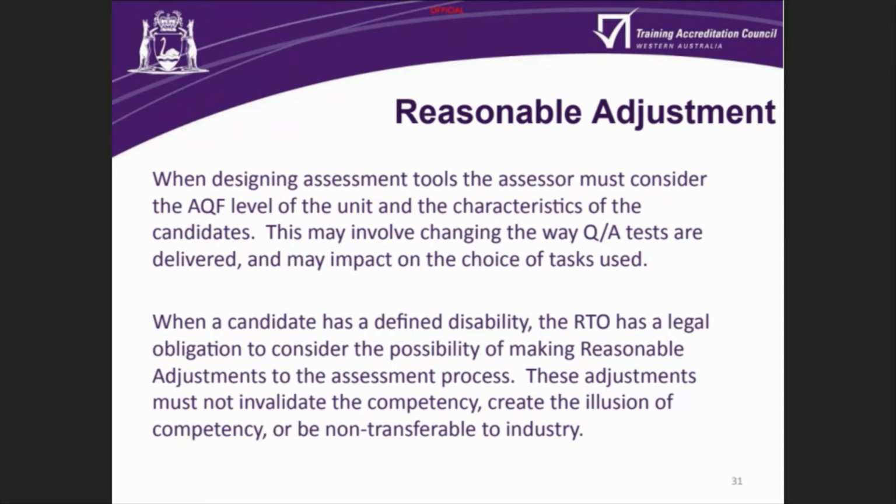Reasonableness also relates to cost. That is, if you as an RTO can't afford the special equipment or the special physical restructuring of the organisation or whatever is involved, it's not reasonable, then you can't do it. And if it's going to impact badly on other students, it's not reasonable. So consider cost, impact on other students, the requirements of the unit of competency itself and the requirements of industry. And if you can't offer reasonable adjustment, then you don't accept the student, and you're not breaking the law if you don't. However, you must provide the student with a letter saying why you said no.